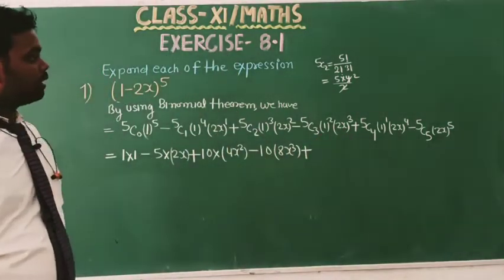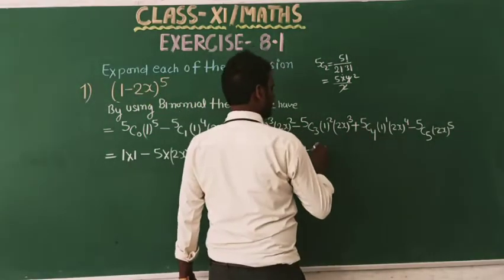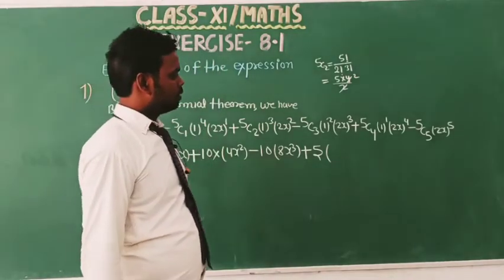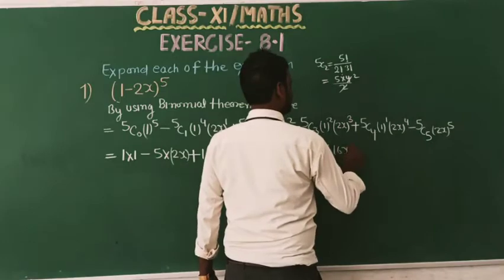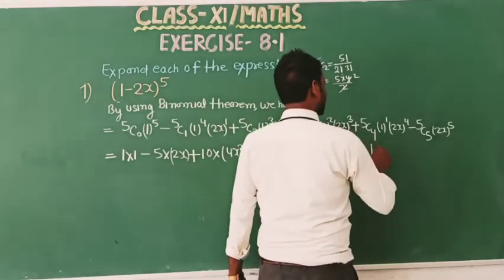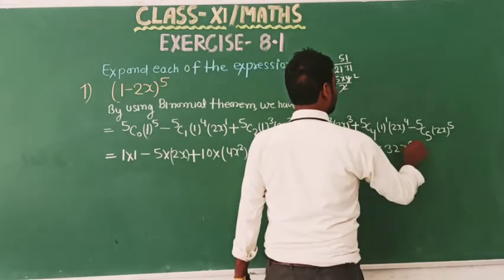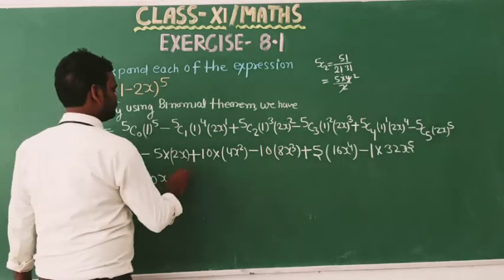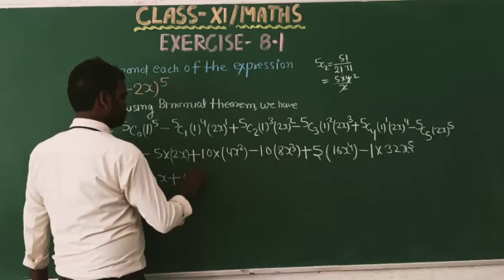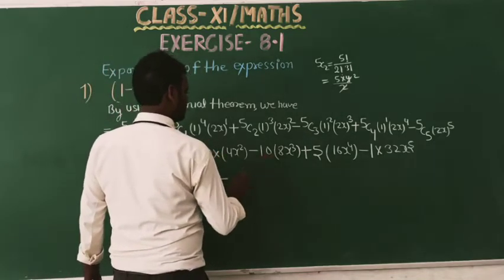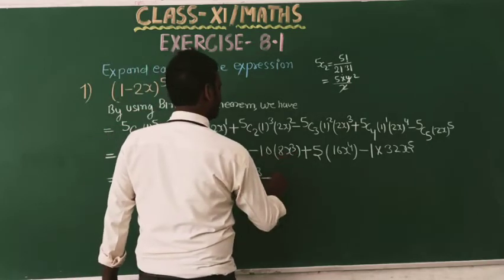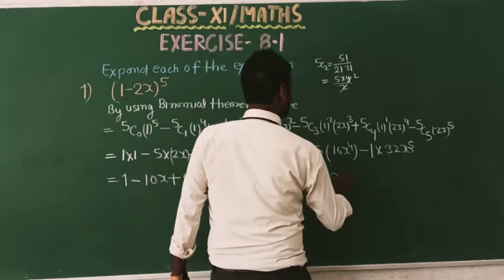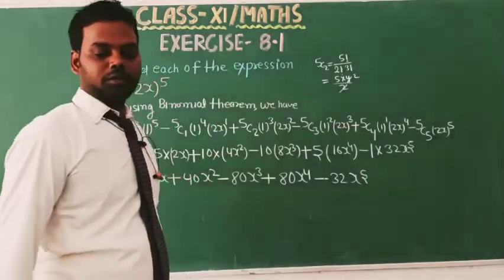Plus 5C4, the value of 5C4 is 5 and (2x) to the power 4, 2 to the power 4 is 16, so 16x to the power 4, minus 5C5, 1, this is 32x to the power 5. So 1 into 1 is 1, minus 5 times 2 is 10x, plus 40x squared, minus 80x to the power 3, plus 80x to the power 4, minus 32x to the power 5.